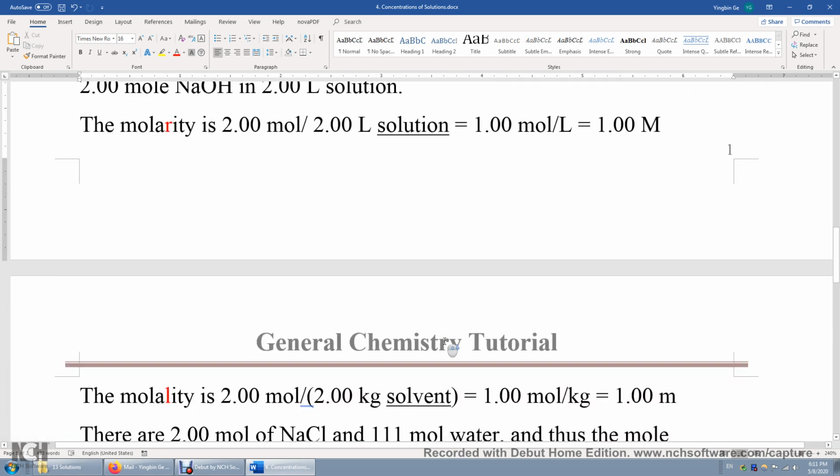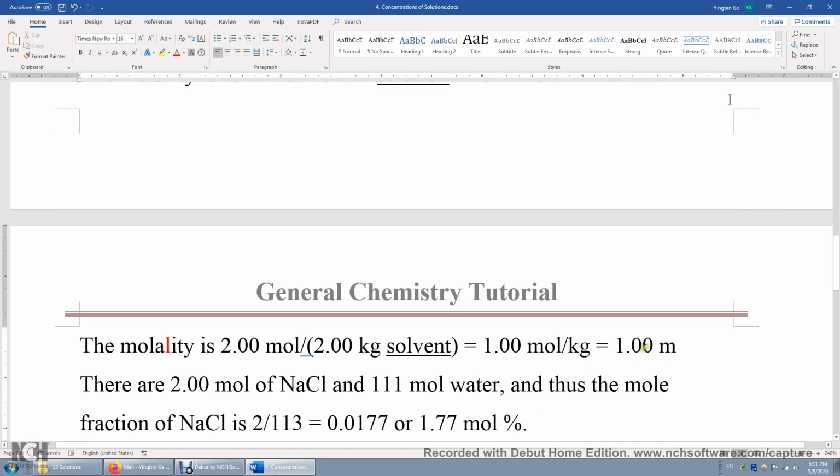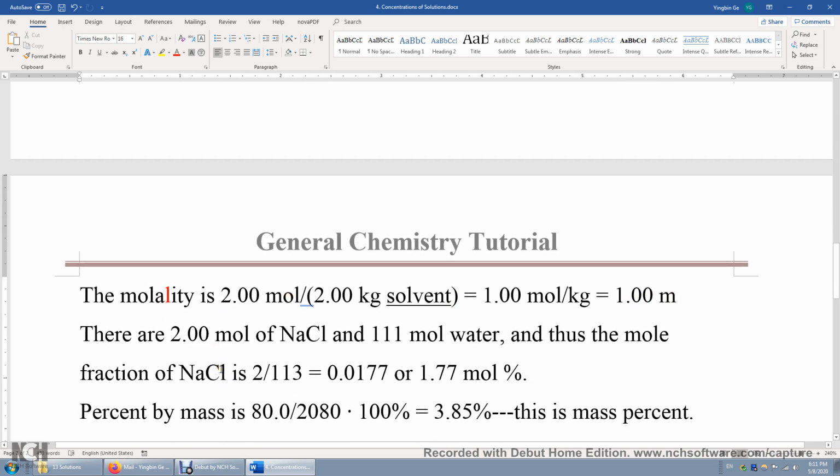Now we can do molality with the kilograms here. So it's 2 moles of solute divided by 2 kilograms of solvent. The result is 1.00, with a lowercase m, molal. And we can calculate the mole fraction.